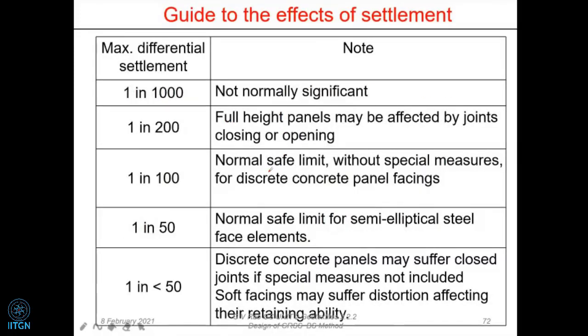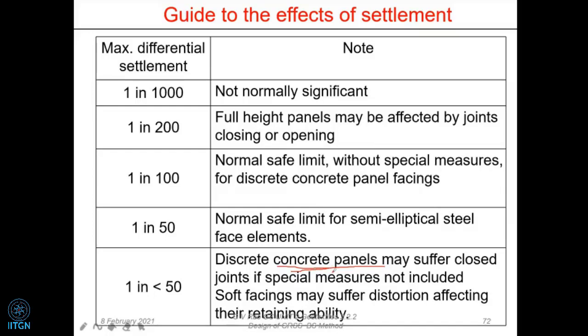One, of course, is that if the differential settlement is going to be 1 in 1,000, not normally significant. 1 in 200, full height panels could be affected by joint closing or opening. 1 in 100 is normal safe limit without special measures for discrete concrete panel facings. And then we are not considering the semi-elliptical now. 1 in less than 50 for discrete panels may suffer closed joints if special measures are not included. So soft facings may suffer distortion affecting their weathering ability. So individual discrete panels may suffer closed joints.